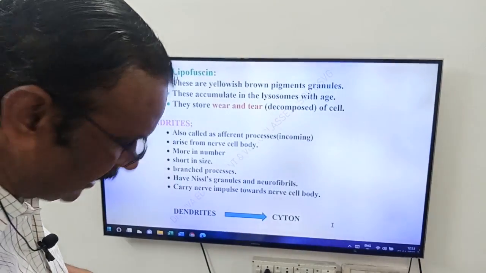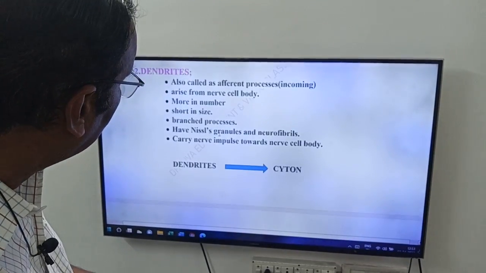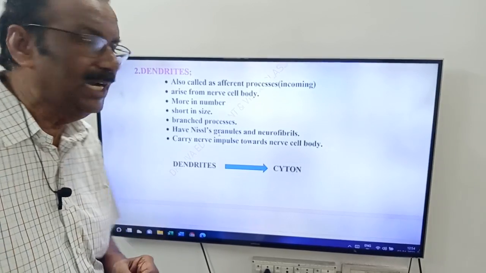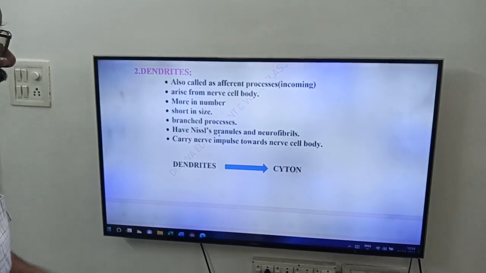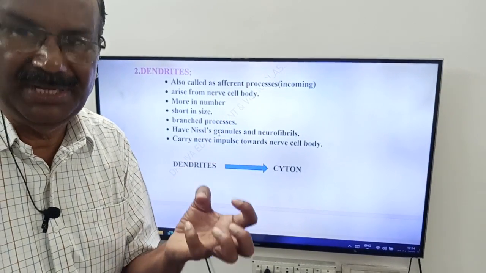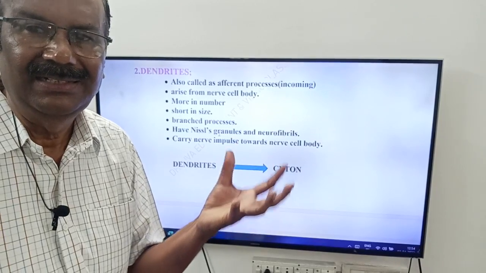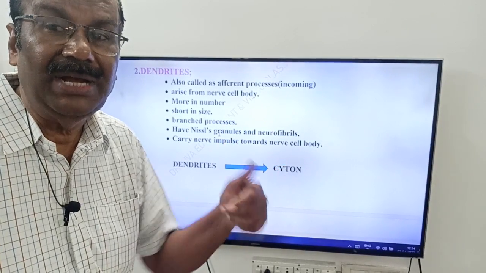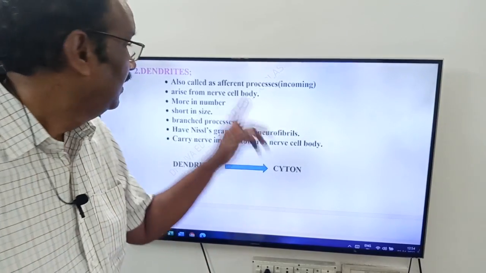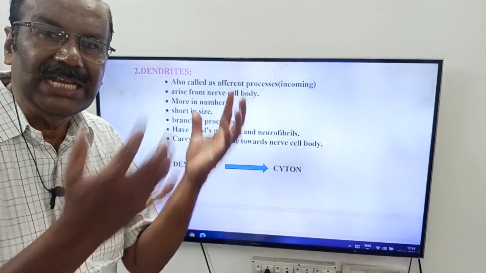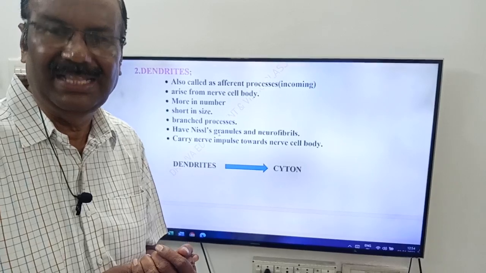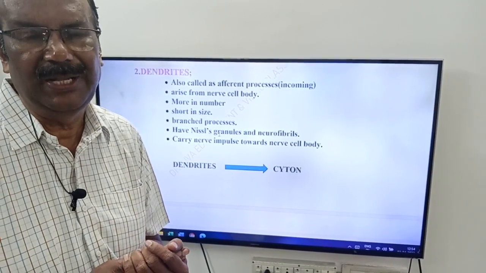Now come to the second part, friends, dendrites. That is about the cyton or soma or perikaryon or nerve cell body. What is the second part, friends? Dendrites. Also called as afferent process. Friends, afferent means incoming. They collect nerve impulse from another neuron and they pass it into the nerve cell body. So these are also called afferent process, means incoming process. They arise from whom, friends? From the nerve cell body.